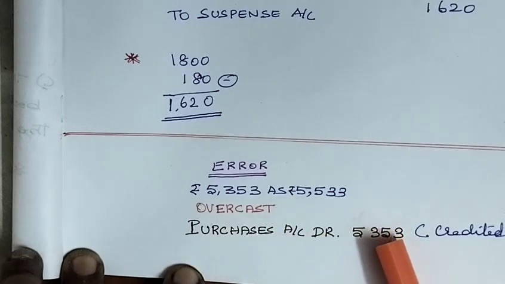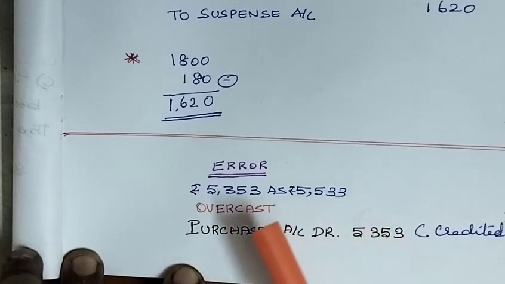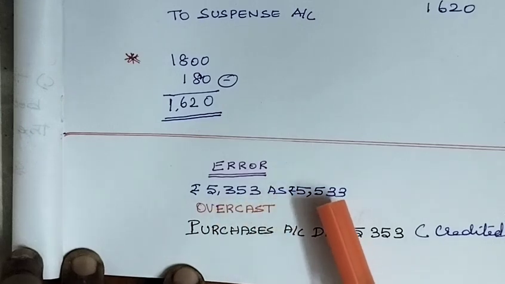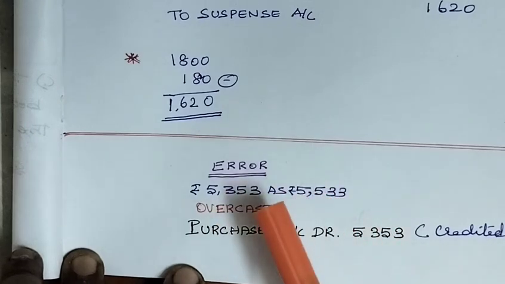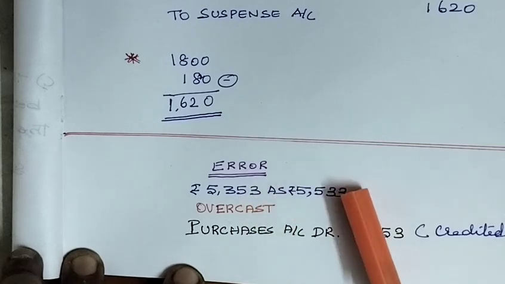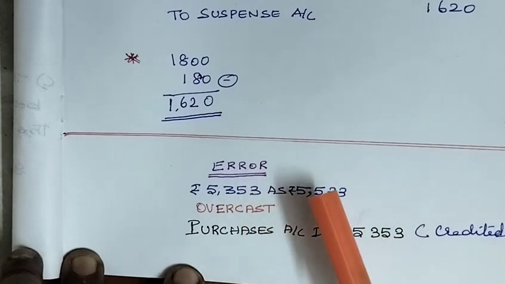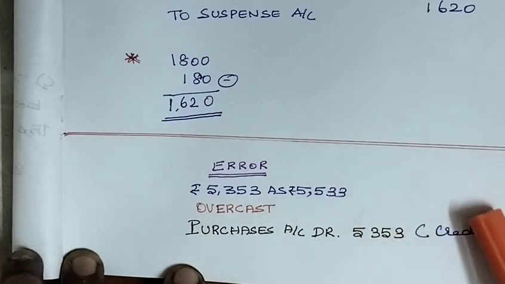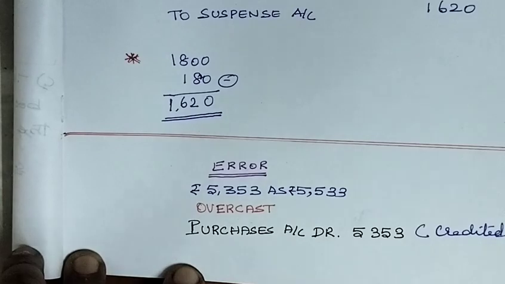This is the original journal entry, but there was the error. They entered 5,553 on the next page. So this is the error. How can you rectify it? You have to credit the purchases account. From where? From the debit side, you have to credit the purchases account.